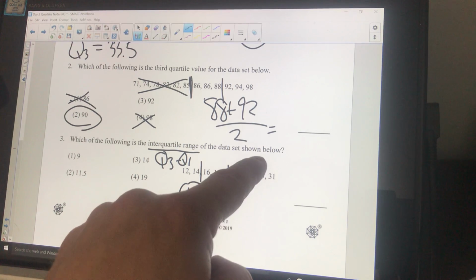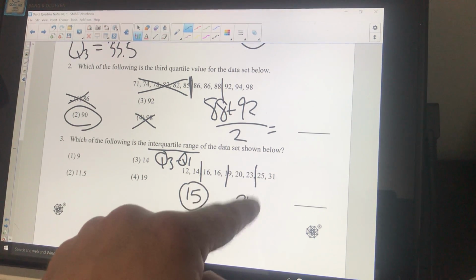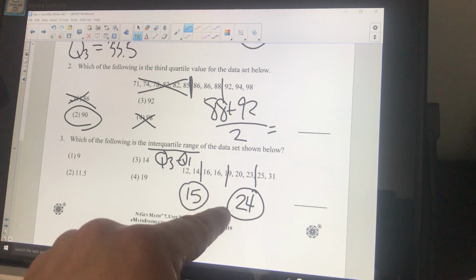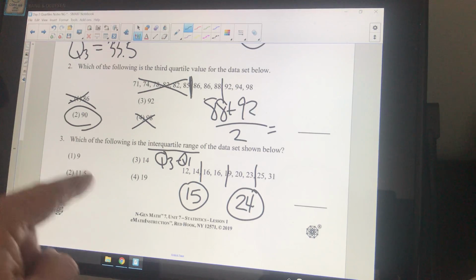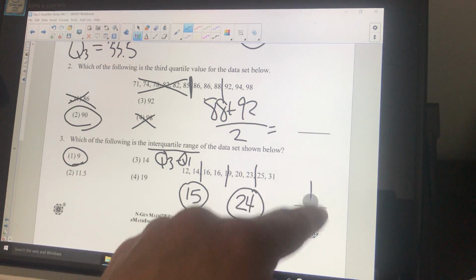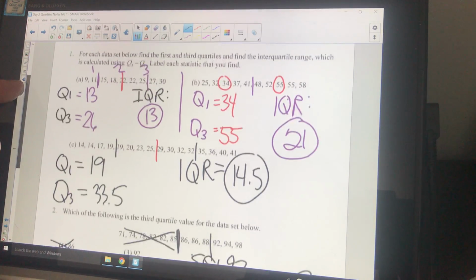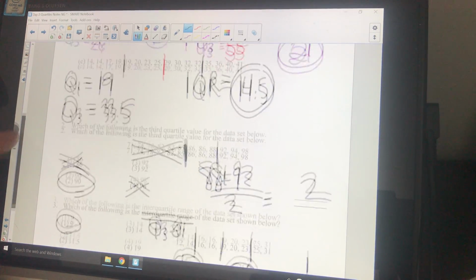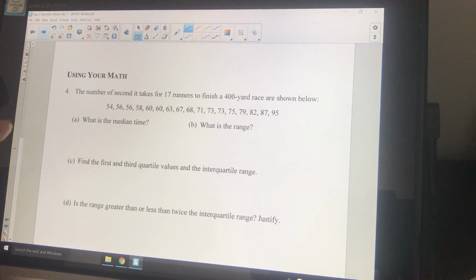1, 2, 3, 4. In between 23 and 25 is 24 exactly, okay? 24 minus 15 is 9. Interquartile range, I'm going with number 1. So that was number 1, that was number 2, and you had 3 different answers for each of the ones above. Okay? Good. Okay, 3 down, 3 to go.